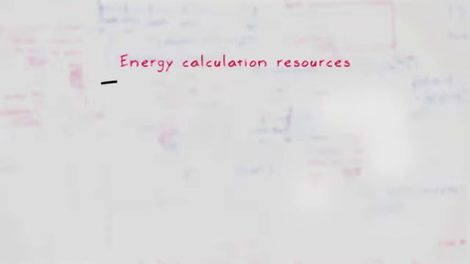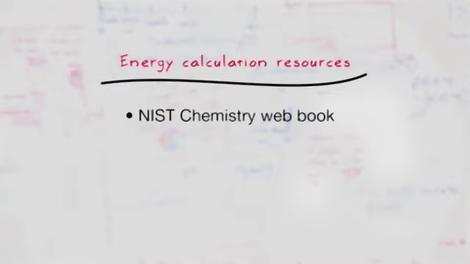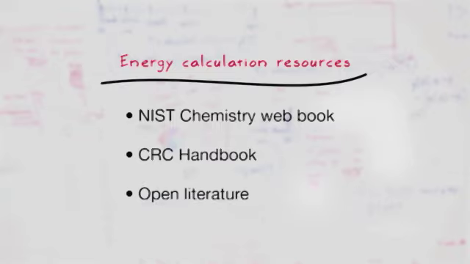This is just one example of how to calculate and evaluate energy releases. There are many resources available where you can find thermochemical data to use. Resources include the NIST Chemistry Webbook, the CRC Handbook of Chemistry and Physics, and open literature. More complicated energy calculations may require computer modeling using tools such as Aspen Plus. And of course, your supervisor and coworkers are excellent resources too.